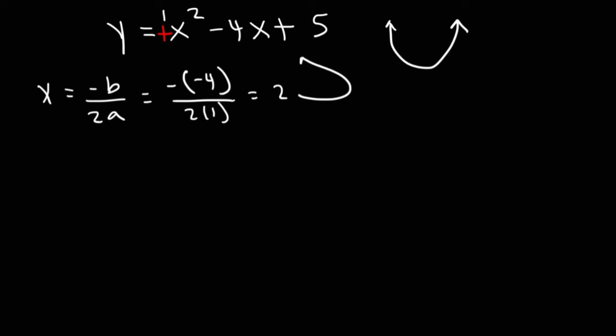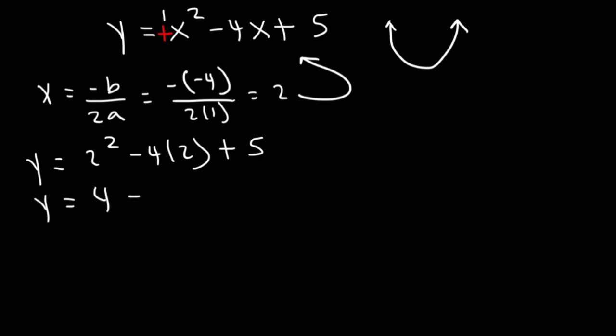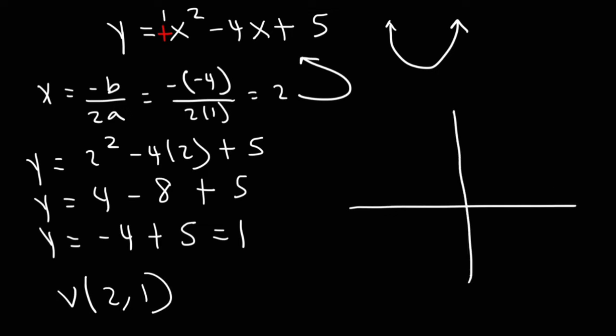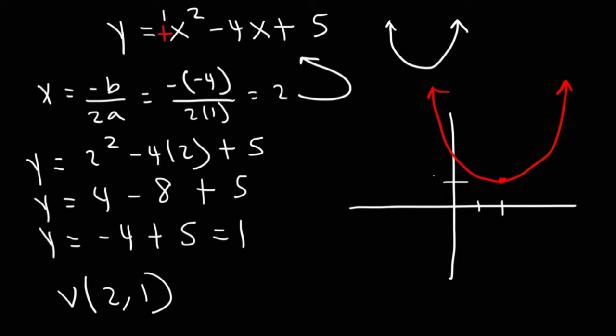Now that you have x, plug it back into the function to get y. So it's 2 squared minus 4 times 2 plus 5. 2 squared is 4. 4 times 2 is 8. 4 minus 8 is negative 4. Negative 4 plus 5 is 1. So the vertex is at (2, 1). Now we can draw a rough sketch of this graph. All we need to do is plot the vertex. Once we have that, we know that it opens upward. So the lowest y value is 1. The highest is infinity. So the range is going to be from 1 to infinity.